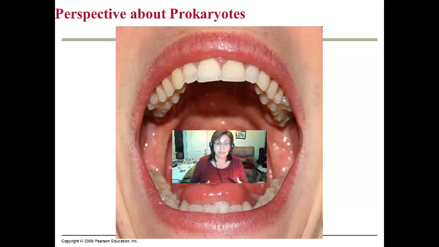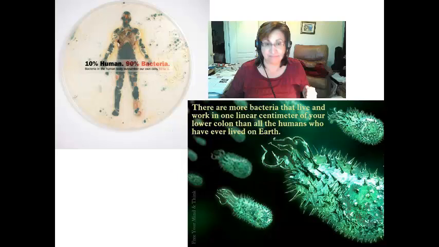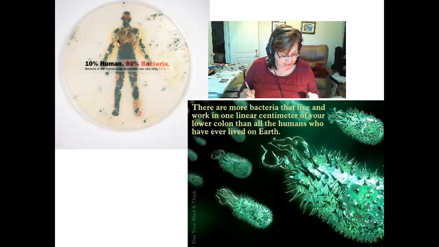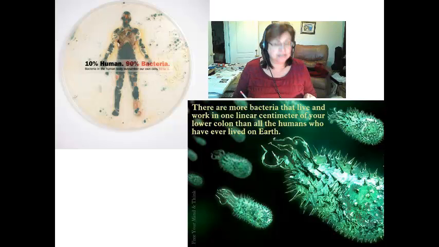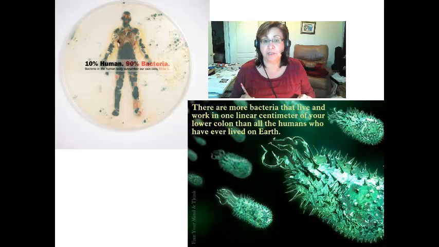So the first one here is about the mouth. More prokaryotes live in your mouth than the total number of humans that have ever lived. There are 10 times as many prokaryotes living in and on your body as the number of cells that make up your body. There are more bacteria that live and work in 1 linear centimeter of your lower colon than all humans who have ever lived on Earth.